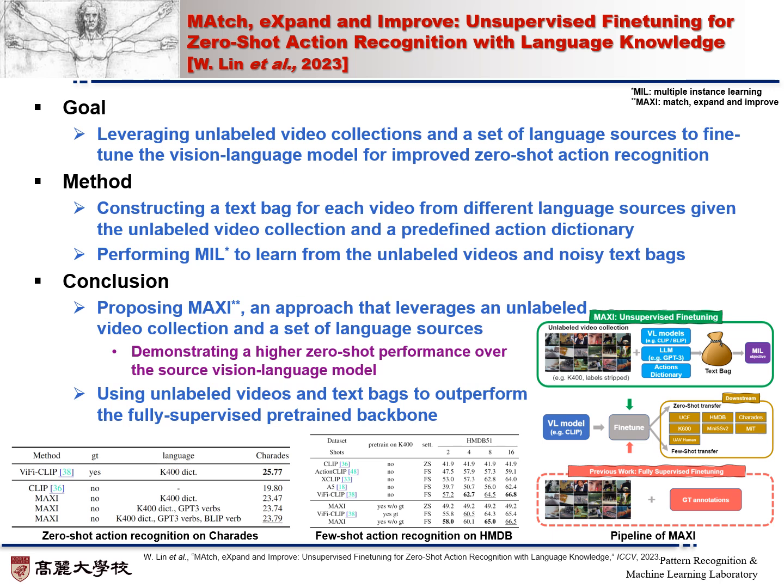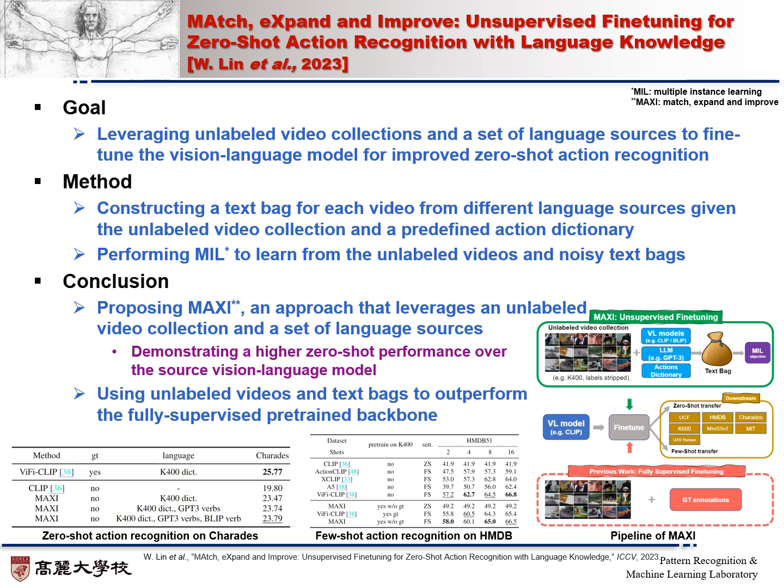Next up is a paper presented at ICCV in 2023, which aims to improve zero-shot action recognition by fine-tuning a vision language model using a collection of unlabeled videos and a set of language sources. Method: first, given a collection of videos and a predefined action dictionary, they construct a text bag for each video from different language sources.